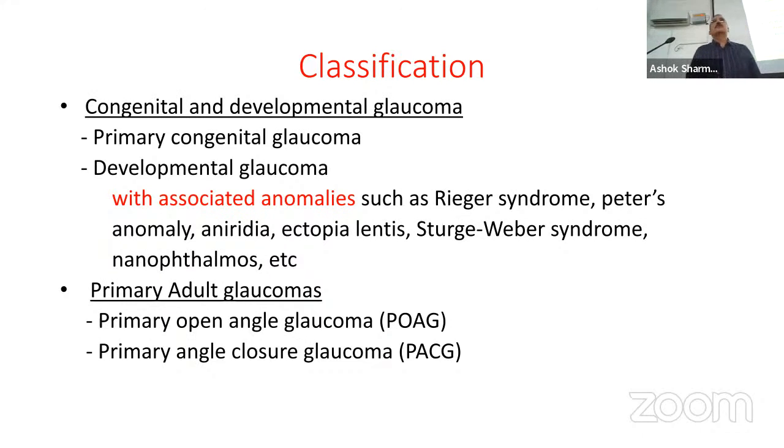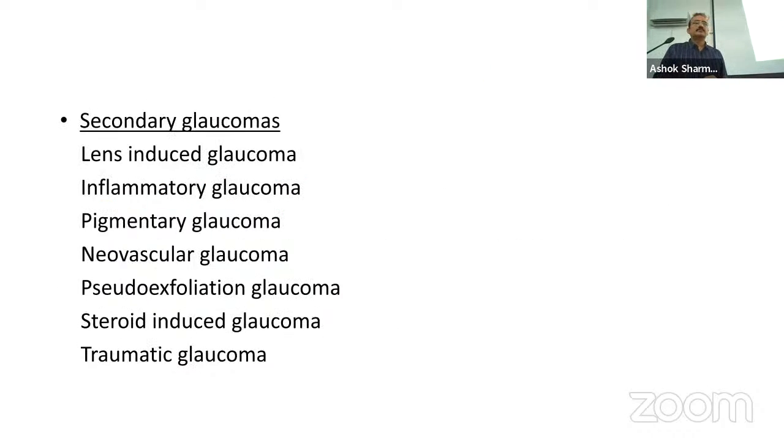How do we classify? If we have to look for the etiology, we have to look for the treatment, we classify any disease. So glaucomas can be congenital and developmental, right? Congenital, present at birth; infantile, up to 3 years of age; juvenile, up to 12 years of age, right? Developmental glaucomas are associated with many anomalies like Peters, aniridia, ectopia lentis, Sturge-Weber, nanophthalmos, Rieger syndrome. Primary adult glaucomas, primary means where there are no other ocular pathologies, right? There's no uveitis, no other things. They have been classified as primary open angle glaucoma and primary angle closure glaucoma.